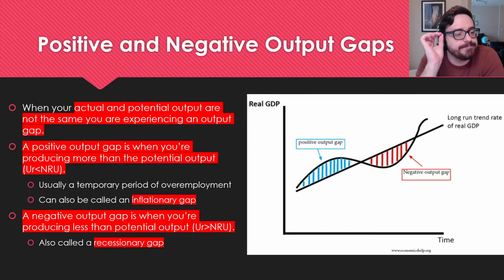So that's also called an inflationary gap because the common negative externality to that, the common problem of being in a positive output gap is that you have more people working than you should be, which means more people are spending than what they should be, which I know feels, like people want to be spending money.